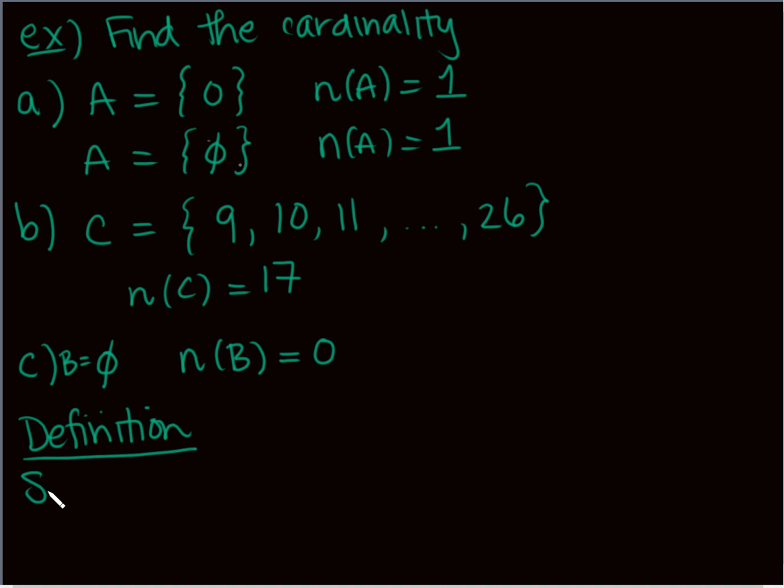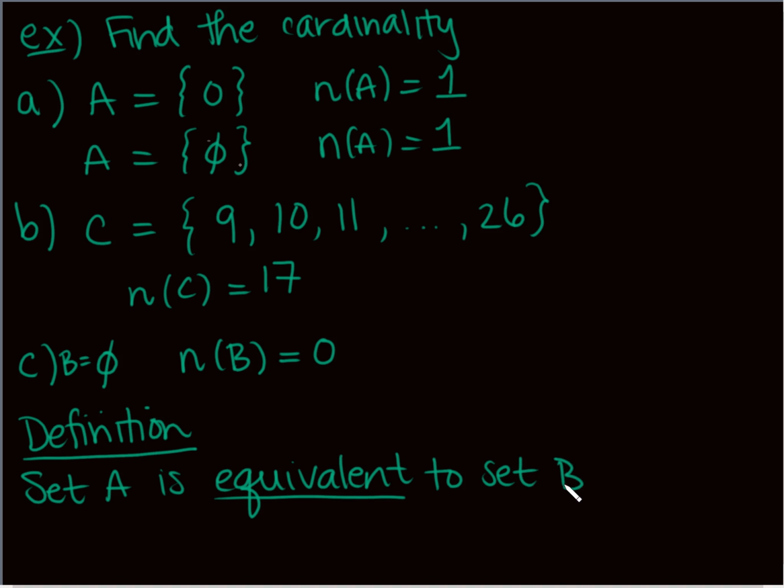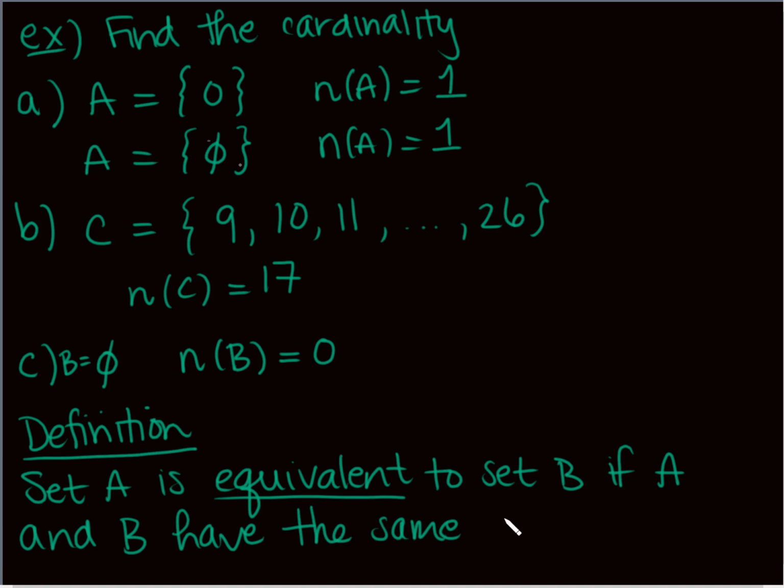Like fast forward me? Set A is equivalent to set B if A and B have the same cardinality, meaning the same number of elements in the set. That's all that means. This is kind of interesting because in mathematics, notice equivalent is not always the same as equal, at least in set theory. Equivalent just means we have the same number.